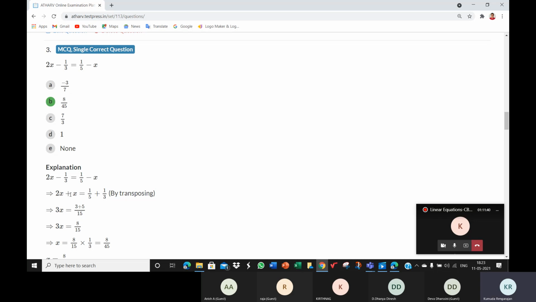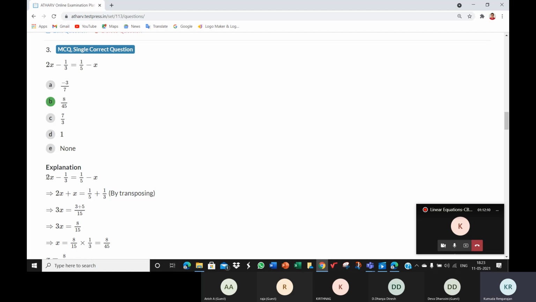Only when you change the side, you'll have to change the signs. This minus x is in the right hand side. You're taking it to the left hand side. You want to write it with 2x. Minus x on the other side plus x is equal to 1 by 5. Because you see in the equation, where is 1 by 5? It is already in the RHS, and you're writing it again in the RHS. So don't change the sign.